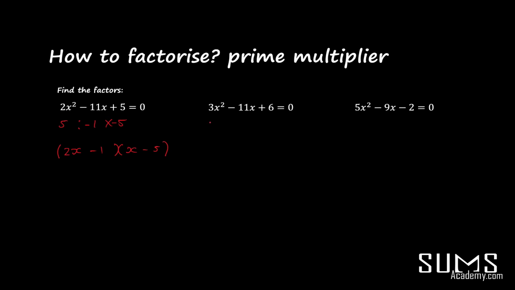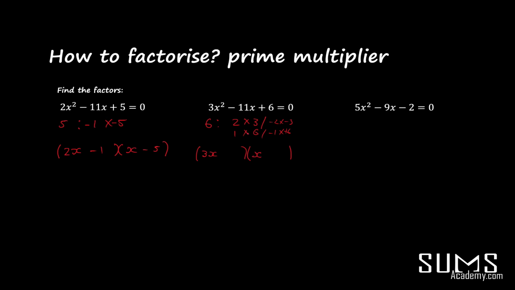What about this one here? We have 6. So 6 can be 2 times 3, or negative 2 times negative 3, or 1 times 6, or negative 1 times negative 6. Again, we've got a prime number as our multiplier at the front, so we know this is going to be 3x, and this is going to be x as well. So let's have a think. What numbers would make sense out of all of these?